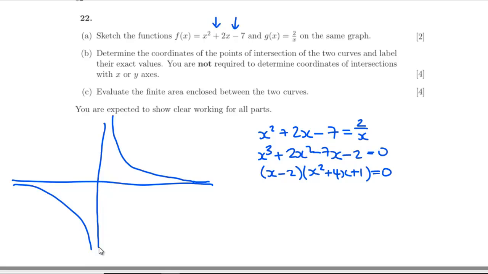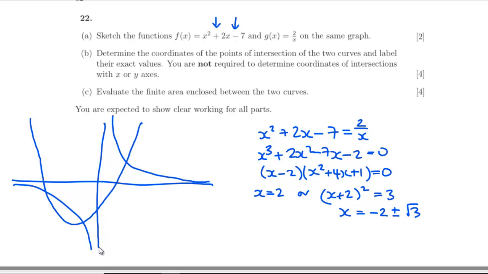So we've got x equals 2, or what is this going to be? x plus 2 squared. We've got to take off 4, add 1, so that'll be equal to 3. So we've got x is equal to minus 2 plus or minus root 3. Right, so we're going to have, they're there and there. Right, so let's draw this in, something like that.